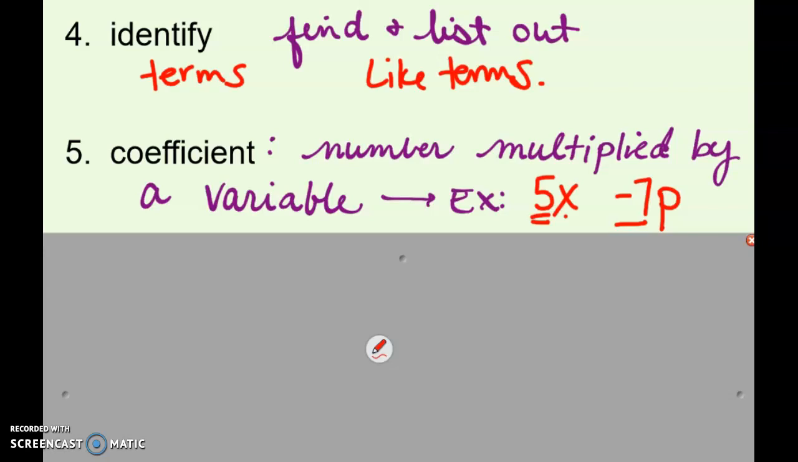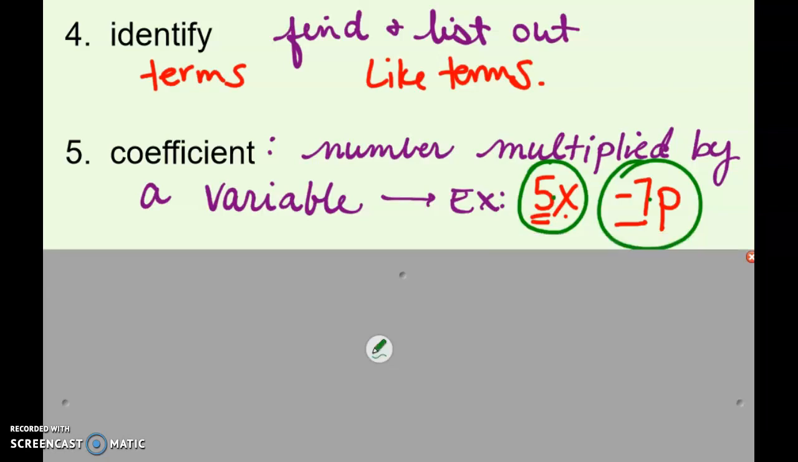Okay, remember when we look at terms like this, in this whole term, this means 5 times x. And in this term, it means negative 7 times p. We don't write that multiplication sign in there anymore, but we know that the number and the variable right next to each other mean we're multiplying.